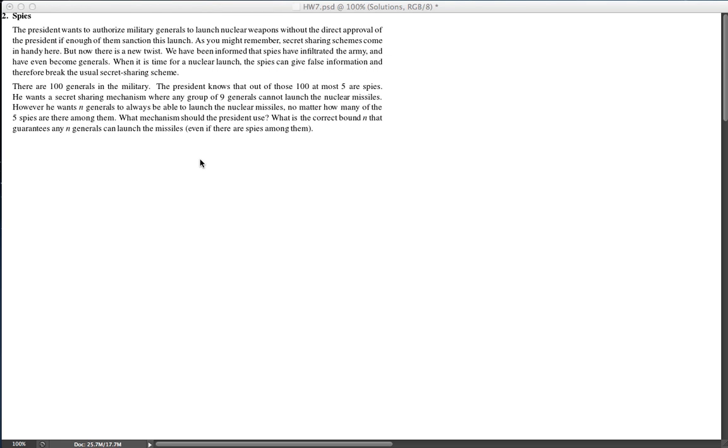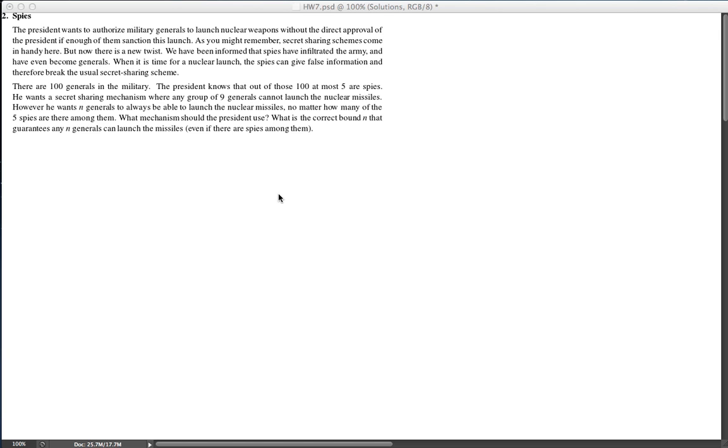On the other hand, we have 5 spies. So these spies, we don't know who they are, and they can give incorrect information. So they can basically give incorrect values for their shares, which might be problematic for launching the missile.